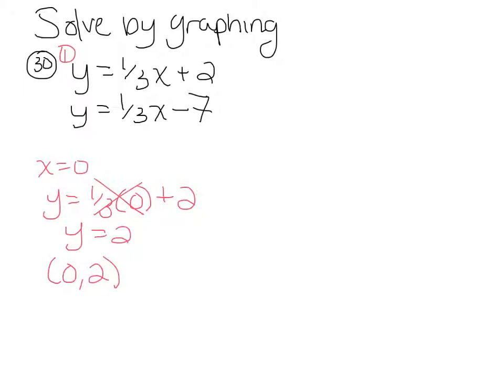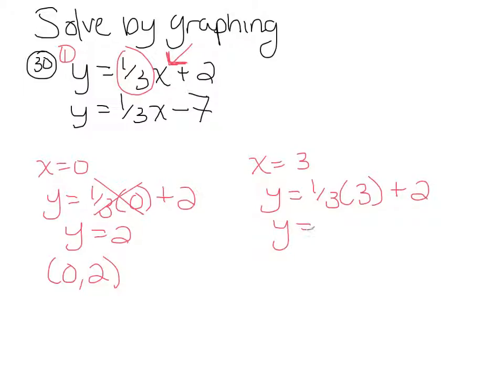Let's pick another point. I see here that I have a 1/3 there. So if I pick a multiple of 3 for that x, then that will eliminate the fraction. We could pick 3. How about that? So let's let x equal 3. 1/3 times 3 is just 1. So we have y equals 3. So our second point is (3, 3).